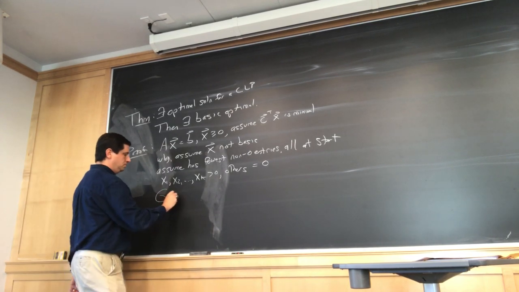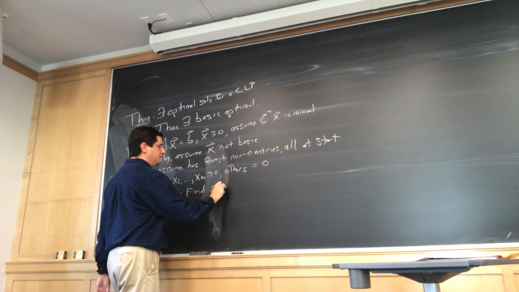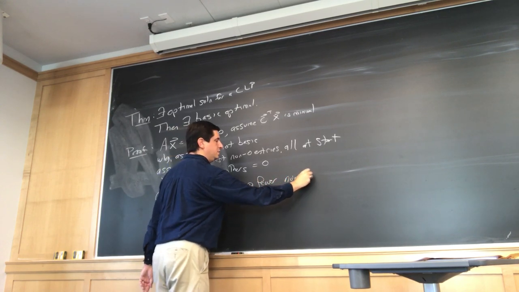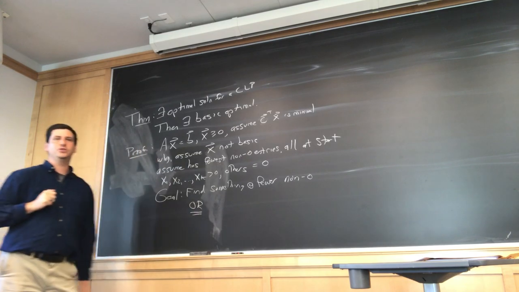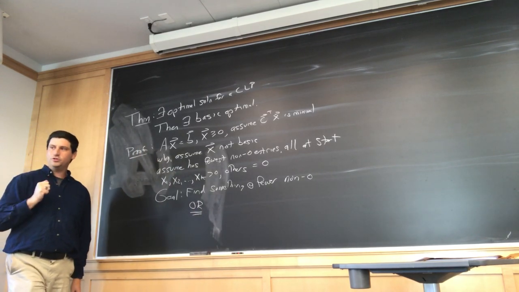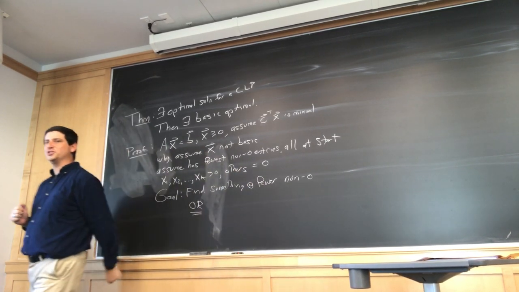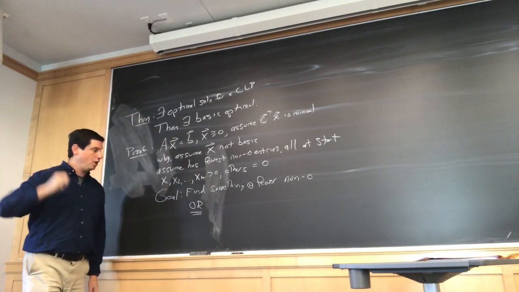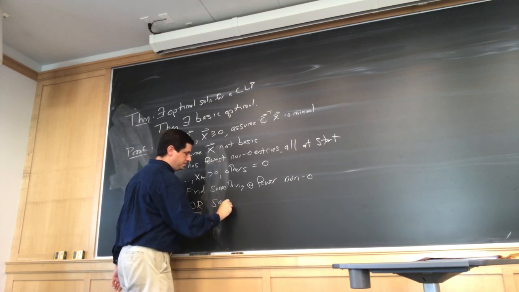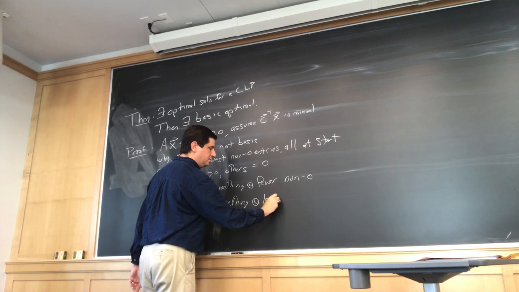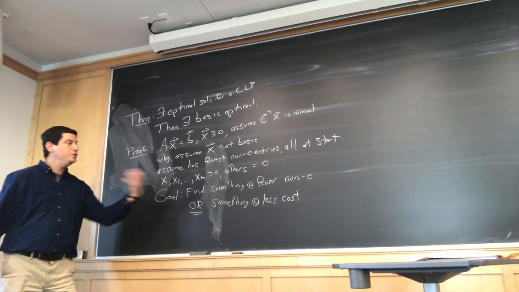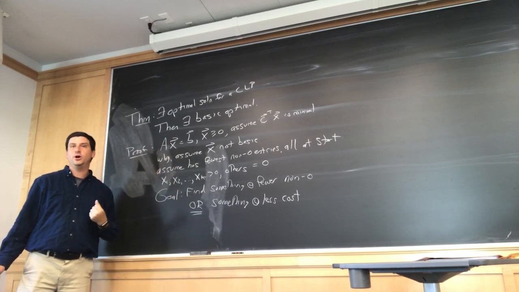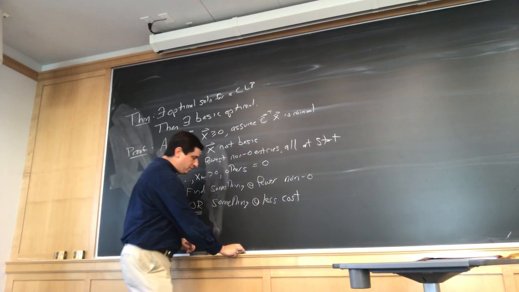So the goal: find something with fewer non-zero entries, or there's another contradiction we could get. So one contradiction is we could have something with fewer non-zero entries. What's the other contradiction we could get? Less cost. Something with less cost, right? We have two different ways to get a contradiction now. We're assuming we have an optimal solution, so if we find something with a lower cost, it clearly could not have been optimal. So this is the case we now need to study.